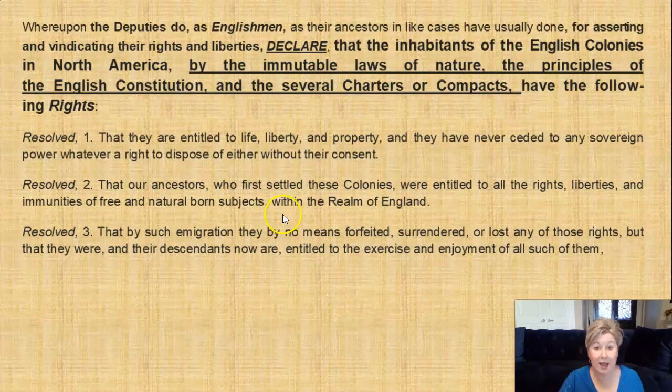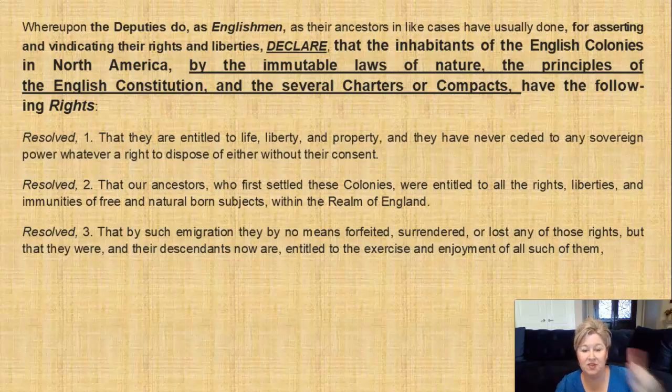Whereupon the deputies do, as Englishmen, we are Englishmen, as their ancestors in like cases have usually done, for the purpose of asserting and vindicating their rights and liberties. What are we doing? These deputies, we are Englishmen. And we're calling back on the example of our ancestors who've gone before us, who have petitioned a tyrant king. So we do that too, and we now declare, that's why it's called a declaration, we declare that the inhabitants of the English colonies in North America, by the immutable laws of nature.